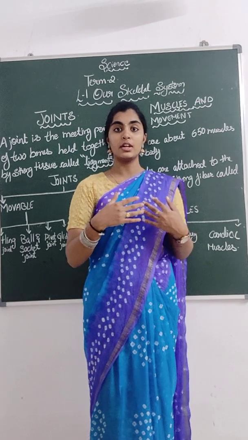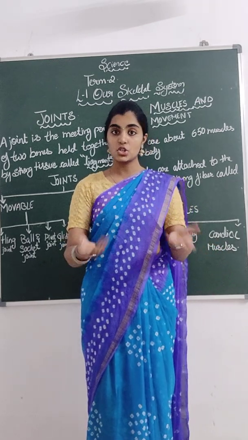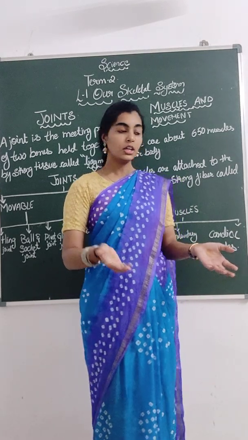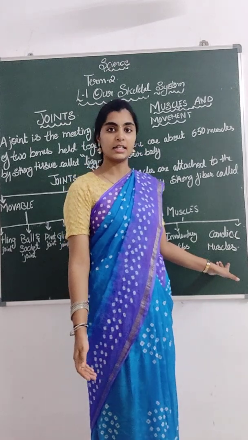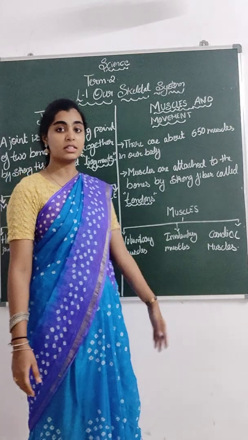Involuntary is the opposite of voluntary. Unknowingly, without knowing, you will do it. You can't even stop that. Voluntary, you can stop. Right? Now, cardiac muscles are another type of muscles. So now let us understand what we mean by voluntary muscles.